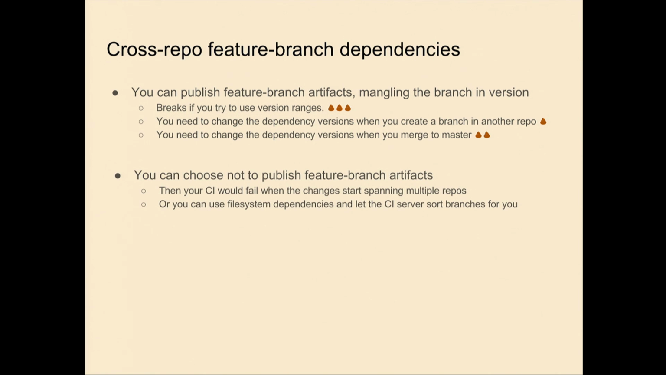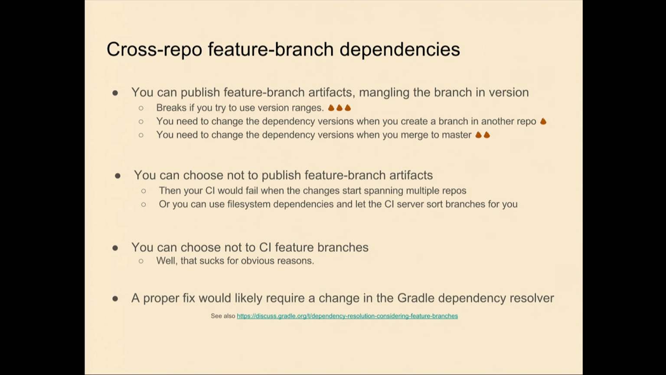Another thing you can do is you can choose not to publish feature branch artifacts. Then the continuous integration would work until the change starts spanning repositories. You can say any change should be closed in the right order, and you should make shorter-lived feature branches, but they're not feature branches anymore in that case. You just have to integrate, branch and merge all the time. You can choose not to continuously integrate feature branches. That's what we're doing actually.